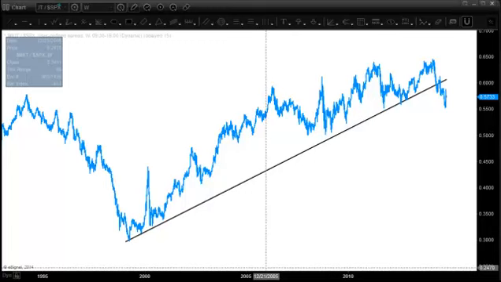I've talked about ratio charts in the past in these videos. Today I want to have a look at one of the more important ratios as far as U.S. equities is concerned, and that's the Russell 3000 versus the S&P 500. It's very straightforward, but it can tell us a whole lot about what's going on in any time frame.